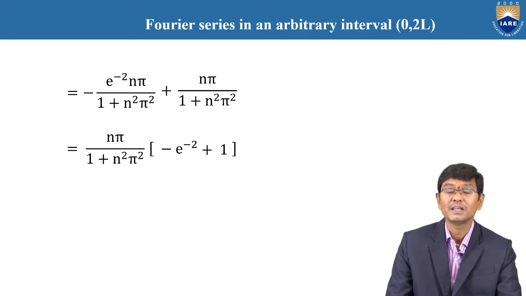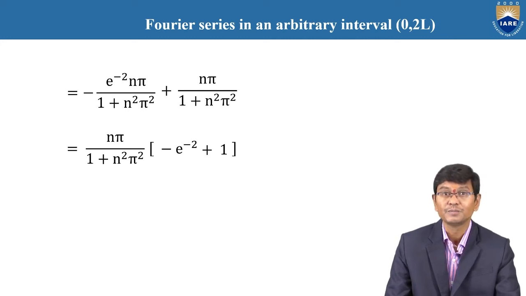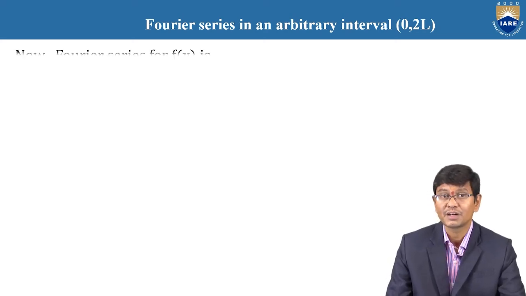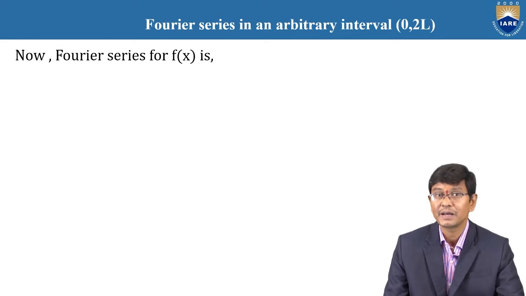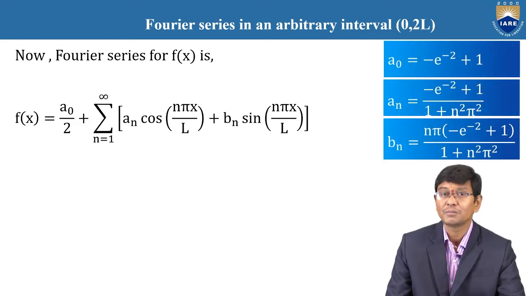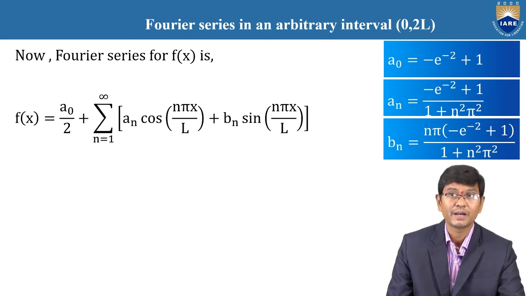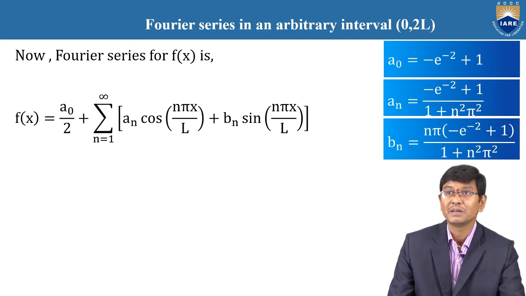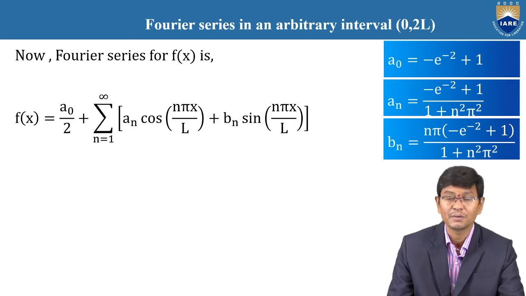Now, our concept requires the Fourier series. Therefore, when you replace in the required Fourier series, f of x is equal to a naught by 2 plus summation n is equal to 1 to infinity an cos n pi x by L plus bn sin n pi x by L. As we know, the value of a naught is equal to minus e power minus 2 plus 1, and an is also minus e power minus 2 plus 1 by 1 plus n square pi square. And similarly, bn is n pi into minus e power minus 2 plus 1 by 1 plus n square into pi square.